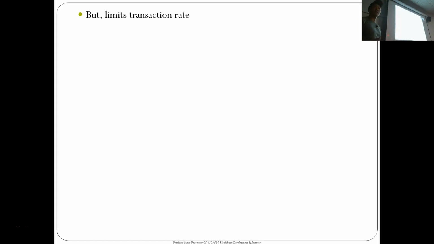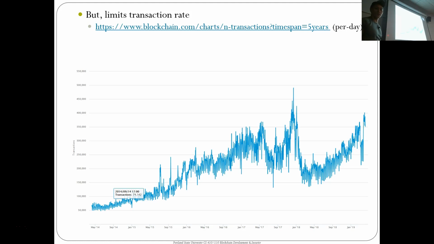But this is limiting the transaction rate. This is why you have to wait so long in order to get your stuff through. And this is the number of transactions over time that are being pushed through the Bitcoin network. If you look at this, it's several 100,000 per day. If you think about a credit card network, there's more than several 100,000 credit card transactions being done every day. This is not going to be able to replace that.